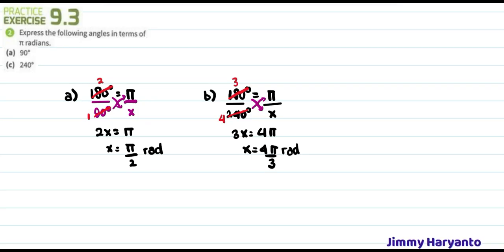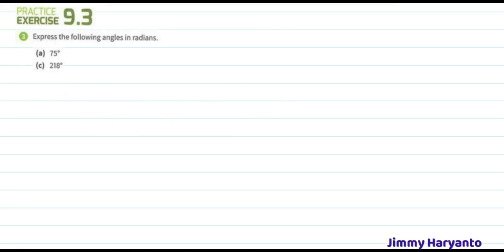The question wants you to answer in pi radians, so you don't have to change the pi, just leave it like that. Okay, next is question 3. For question 3, still the same, 180 degrees equals pi. This is the question of A. And then over, 75 degrees equals x.